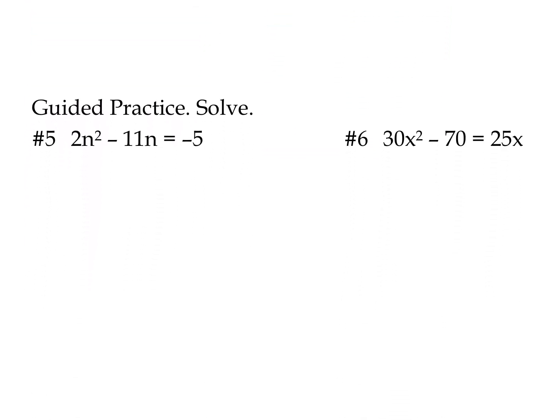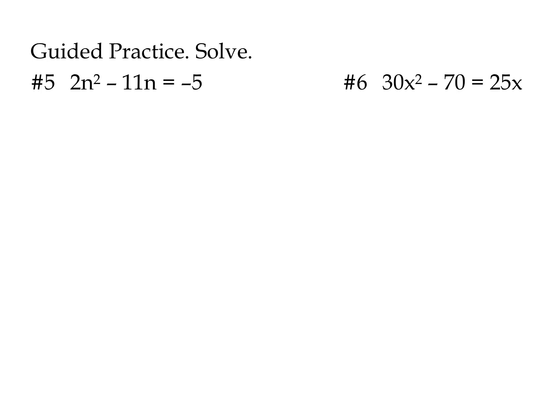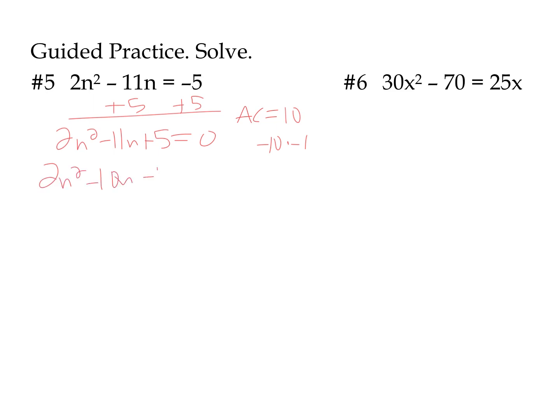All right. If we're going to solve equations, we can use factoring. We're going to need the AC method to factor these particular equations. We have to get these set equal to 0 as a starting point. So the first thing we're going to do is add 5 to both sides. 2n squared minus 11n plus 5 equals 0. Now with the AC method, AC is equal to 10. So my factors of 10 that add up to negative 11 are negative 10 and negative 1. So I'm going to have 2n squared minus 10n minus 1n plus 5 equals 0.